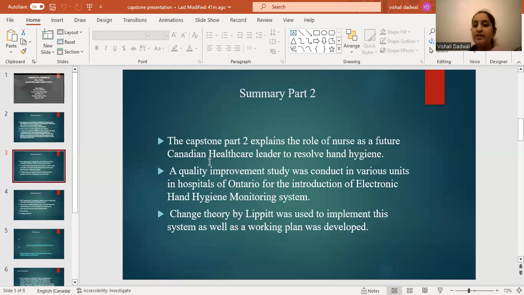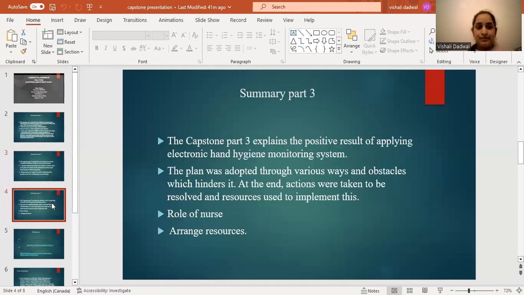Lippitt's change theory was also used to implement this system, and a working plan was also developed. In the working plan, nurses provide an introduction about the electronic hand hygiene monitoring system to all staff members in the hospital, which takes at least 2 days in a week. The next step is that the nurse as a leader conducts a seminar or teaching session to provide knowledge to the staff. And the last but not least step is to take feedback from the staff members. Okay, so the next slide is the Part 3 summary of my capstone.